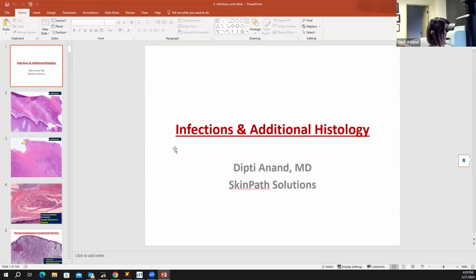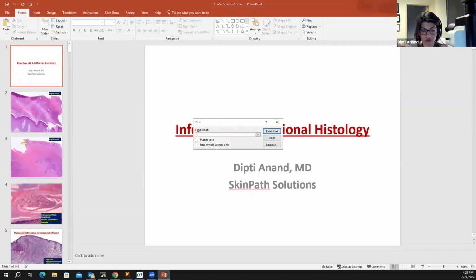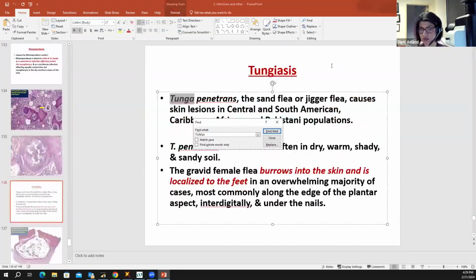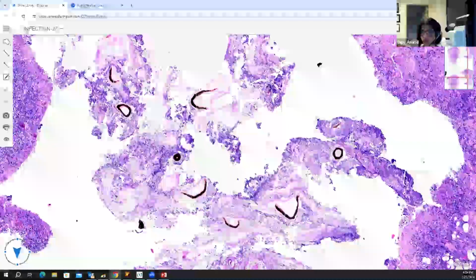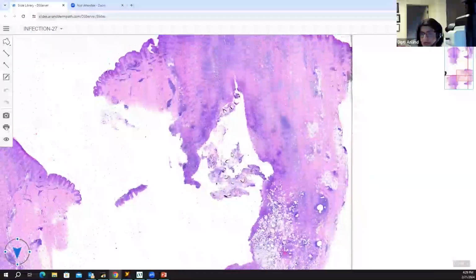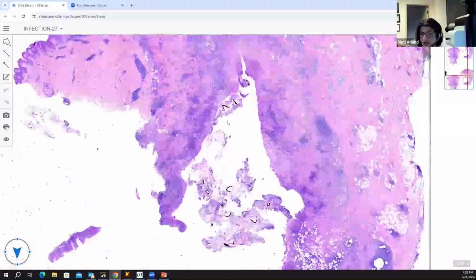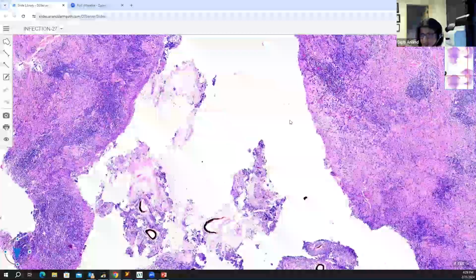Okay, so I wanted to show you, and I'm going to share this presentation with you guys later, but we just wanted it as a comparison. So here, this is myiasis. You see a burrow with cutaneous larva and maggots dug inside the skin.